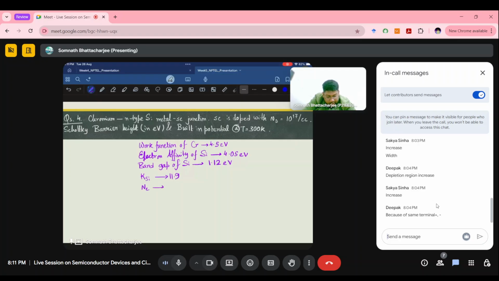Value of Nc for silicon is 2.82 into 10 to the power 19 per cc, and value of Nv is 1.83 into 10 to the power 19 per cc. Now calculate the value of the Schottky barrier height and the built-in potential. Let's have 3-4 minutes and try to solve this.